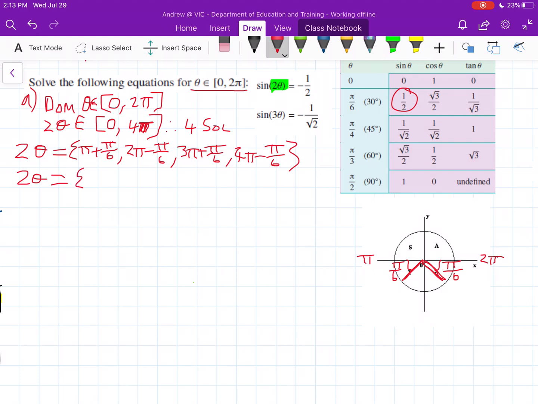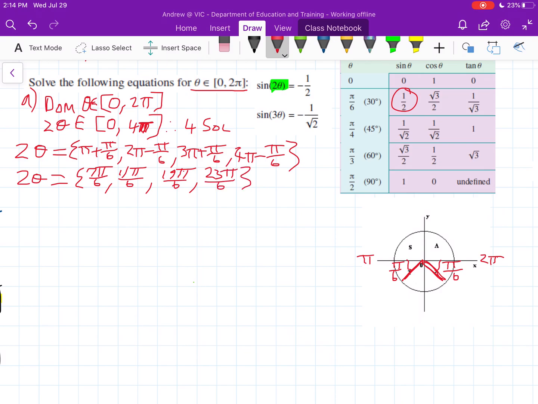So to do this, remember pi plus pi on 6, that's like saying 6 pi on 6 plus pi on 6, so that's going to be 7 pi on 6. And then our next one's going to be 11 pi on 6. Then we have 19 pi on 6. And finally, we have 23 pi on 6.